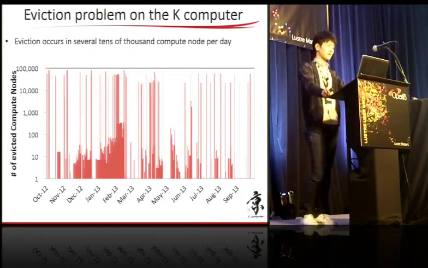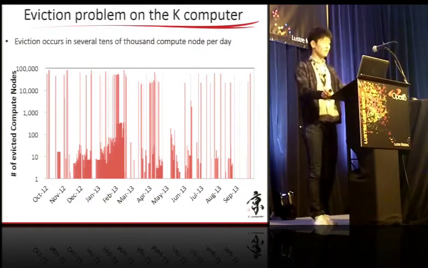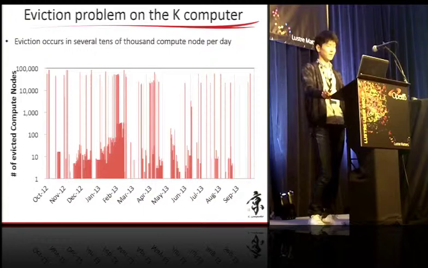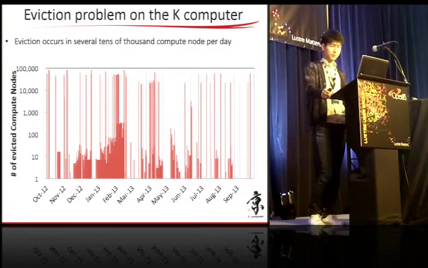This graph is the number of evicted compute nodes. As you can see, K computer consists of 80,000 nodes. As you can see, eviction occurs several times with all compute nodes.